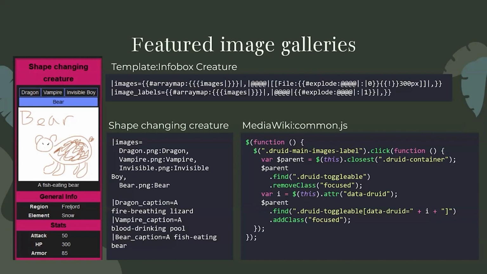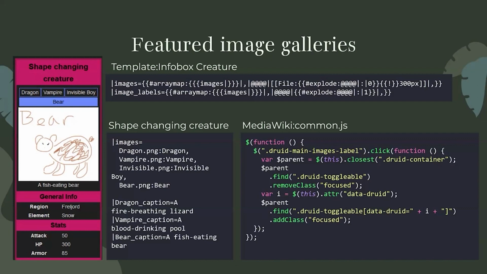And if we do some cleverness with array map and explode, we can allow the user at the page changing creature to define this gallery-like syntax where you have the file name and then a colon and then its label, sorry. The file name and then its label, and then the labels are in this Flexbox design at the top of the page. And then you can click one to focus that image.